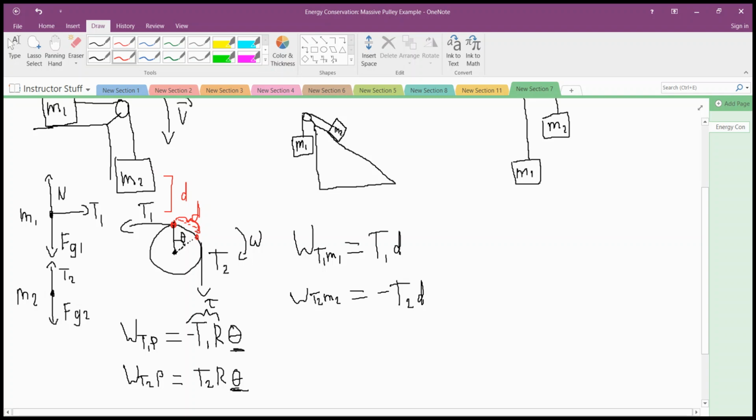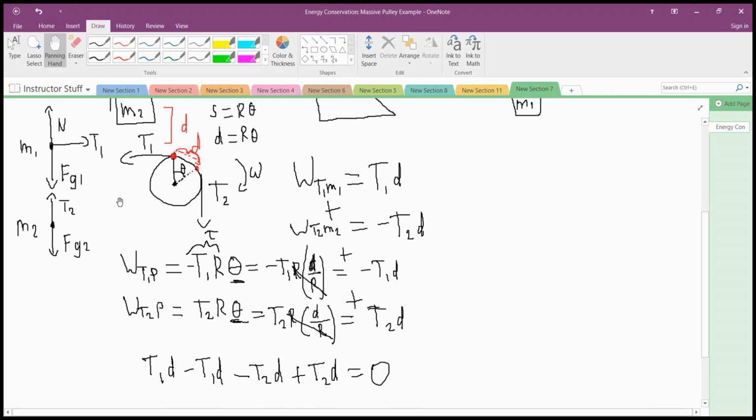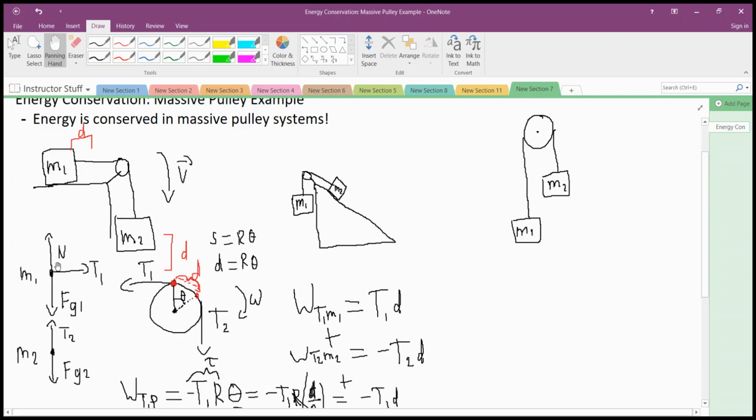Knowing that, we can calculate what the angle theta is in terms of d. We know that the arc length formula gives us S equals r theta. S, in this case, the arc length, is d. And then we can solve for theta and plug it into our equation for work. And then you'll see the radius cancels out. And so you'll see that the net work done when we add it up does indeed cancel out. And so we get that energy is conserved because the work done by the non-conservative forces is 0. We also have the normal force, of course, for block 1, but that does no work because it's perpendicular to the path.